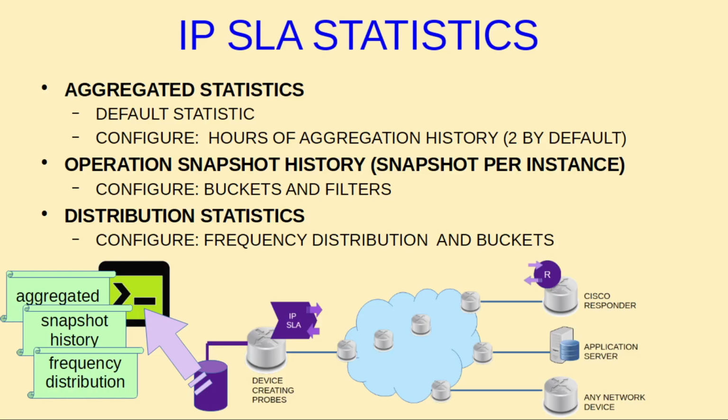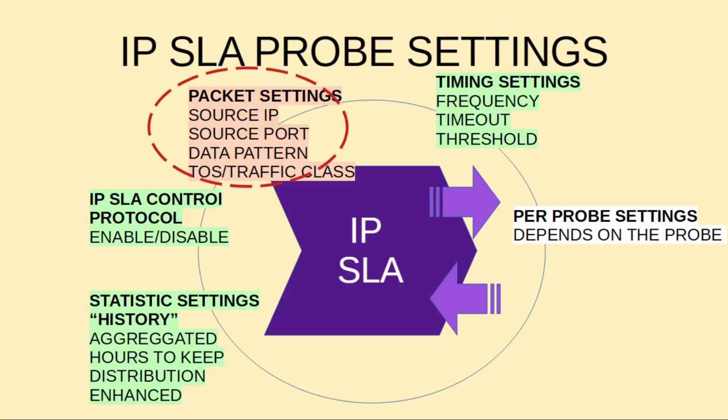There are several ways to store and show statistical information for our probes. We can do aggregated, snapshot, history, or frequency distribution statistics. I'm not going to go into detail of each one of these, but for instance, for aggregated statistics, these statistics correspond to 2 hours of information. We can change that, for instance. We can also customize the probes, packet headers, and payload.